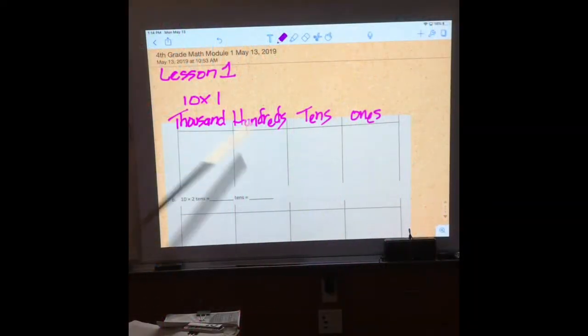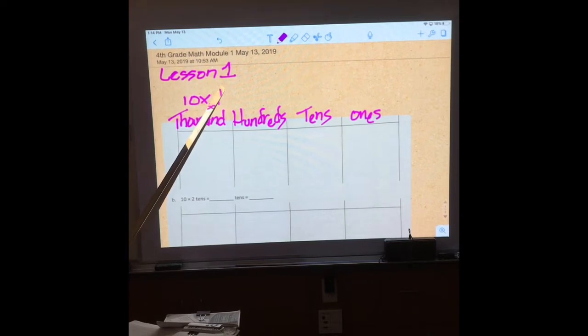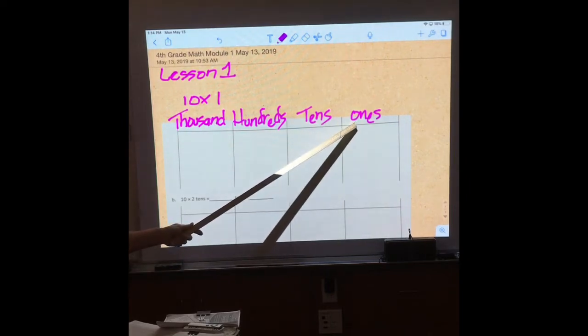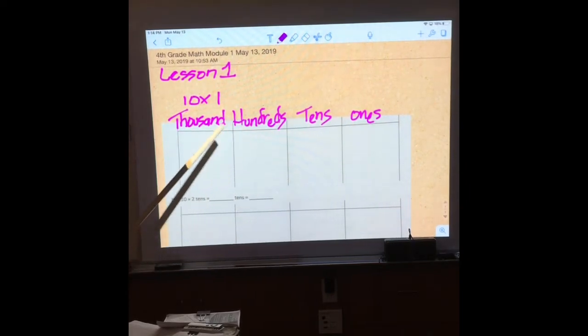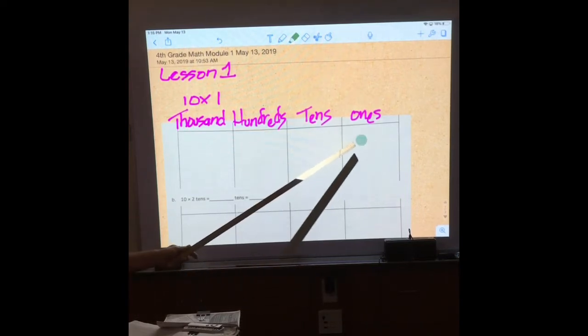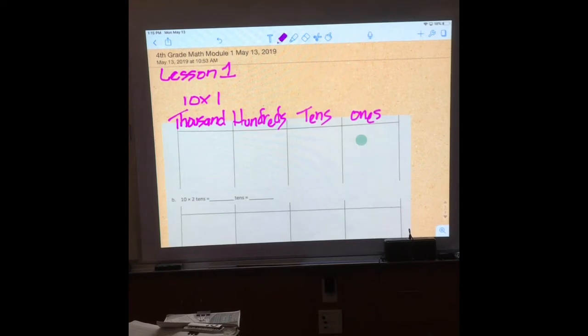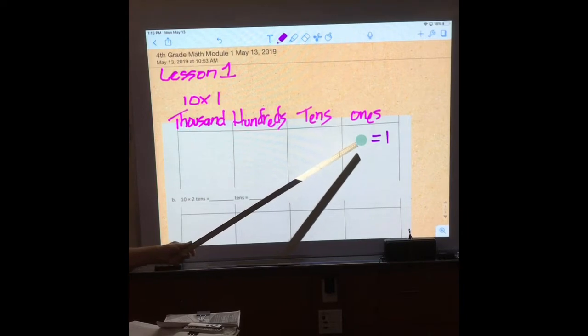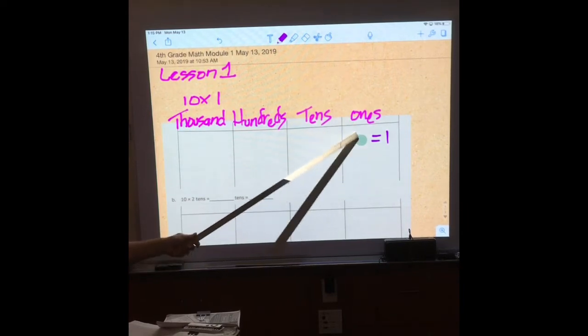Welcome back to math. Today it's 4th grade, Module 1, Lesson 1. We're going to be dealing with place value. If you notice, I put ones here, tens here, hundreds here, and 1,000. So let's get started. Let's say I have one dot. What is that? Well, I hope you're saying it's 1. You're right. That's why it's in the ones place.